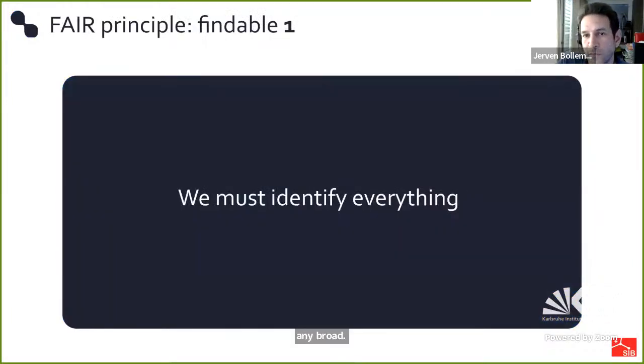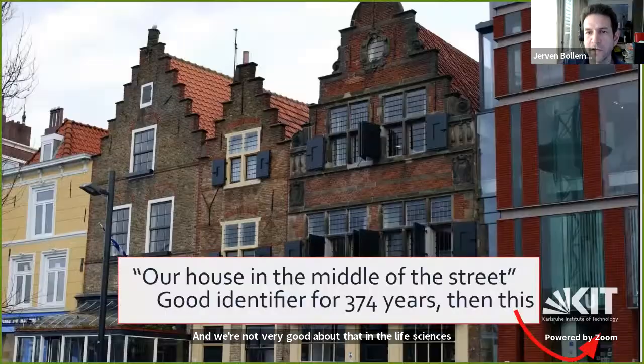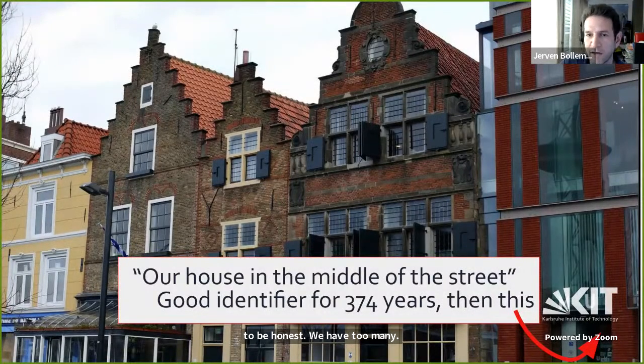We also do a lot with the FAIR principles. The first and most important FAIR principle is that you must identify everything. Because F1 says, of course, data are assigned globally unique and persistent identifiers. And we're not very good about that in the life sciences, to be honest. We have too many identifiers, which are a little bit like our house in the middle of the street, where the street might have an identifier, but the pieces inside do not.